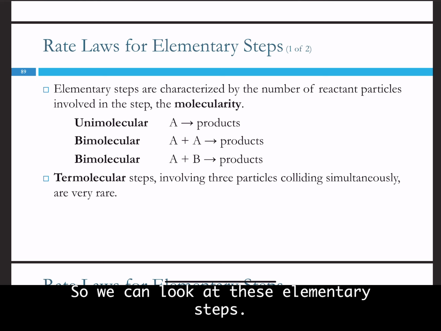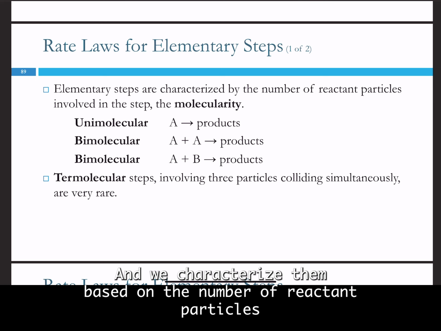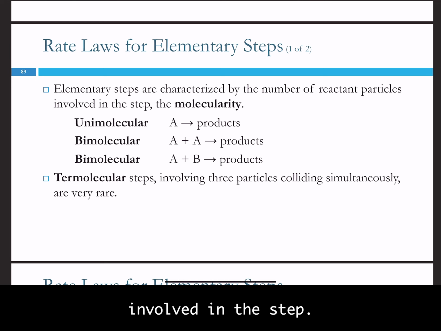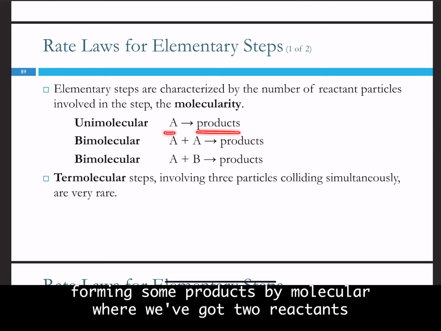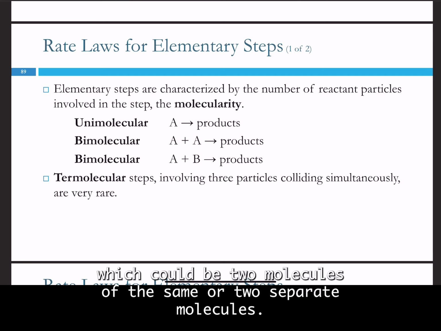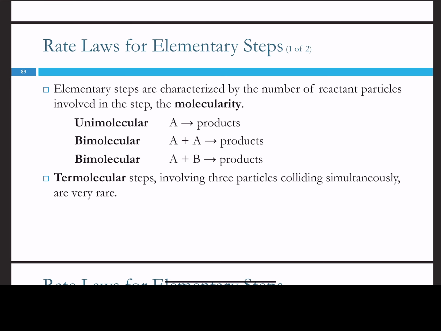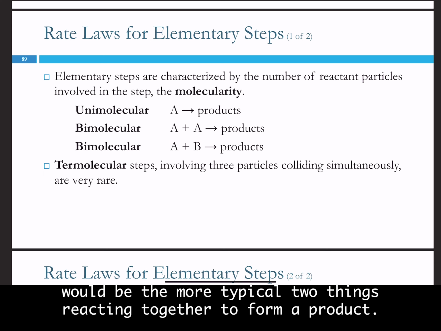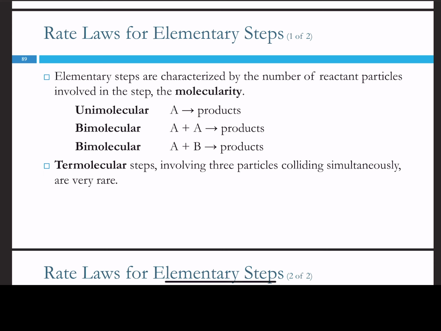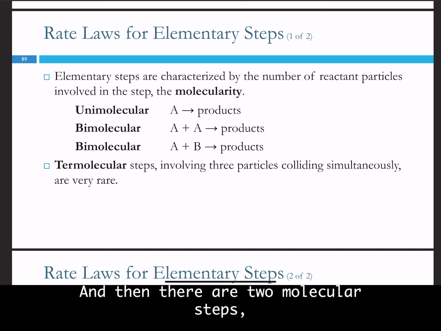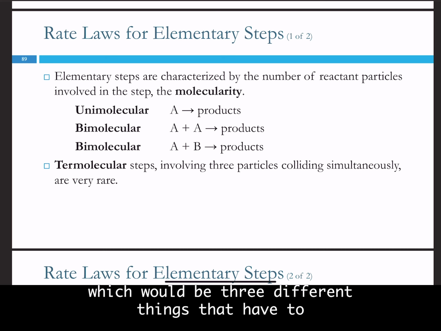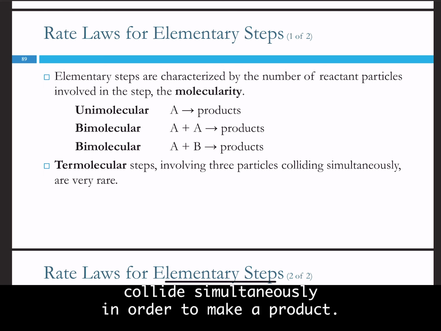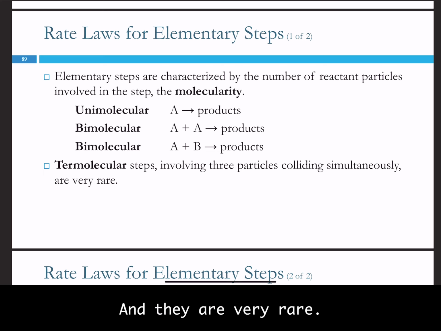So we can look at these elementary steps and we characterize them based on the number of reactant particles involved in the step. So unimolecular would be one reactant forming some products. Bimolecular, where we've got two reactants, which could be two molecules of the same or two separate molecules. So unimolecular would be some kind of decomposition. Bimolecular would be the more typical two things reacting together to form a product. And then there are termolecular steps, which would be three different things that have to collide simultaneously in order to make a product. And they are very rare.